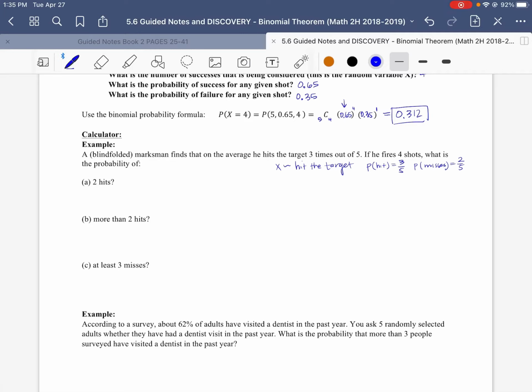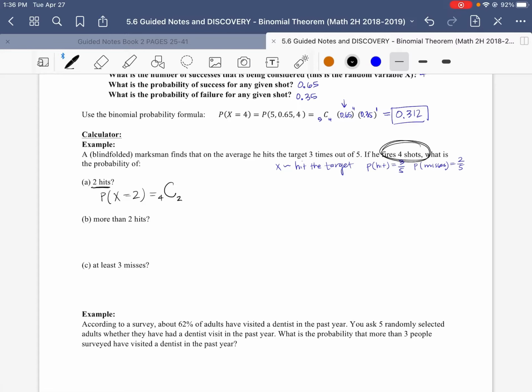Okay, so as we set this up, we're going to use those probabilities. And I'm going to use this notation so we practice it. We say the probability of getting 2 hits, so our random variable x equaling exactly 2. Again, he's going to fire 4 shots. So that's important that we know how many shots he's firing. So he fires 4 shots, and we want to find the probability that he hits twice.